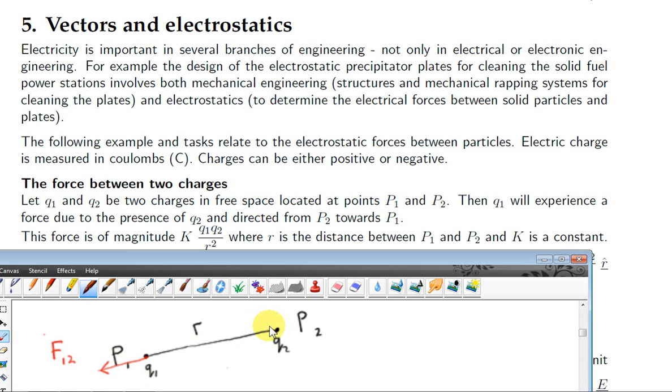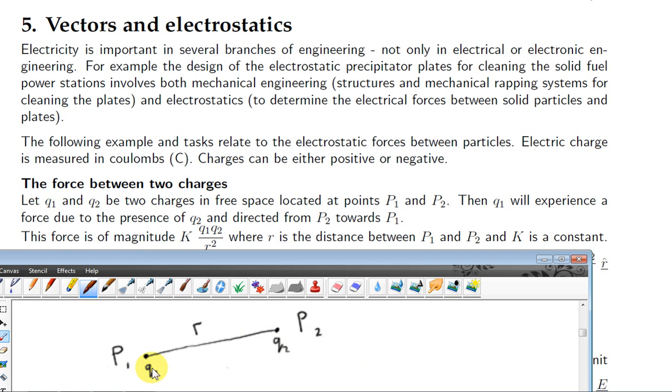We could call it F12, the force on Q1 due to Q2. We could use an underline here, or we could use an arrow. Now, by Newton's third law, if there's a force on this charge due to Q2, then there must be a force on Q2 due to Q1. And the force on Q2 will have the same magnitude as this force here, but opposite direction. If vectors have the same magnitude but opposite direction, then one of the vectors is got by minusing the other vector. So F21 can be got by minusing F12. So this is Newton's third law.